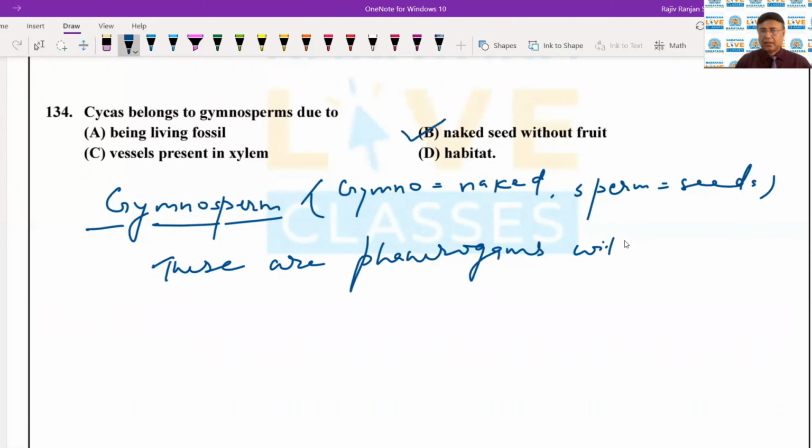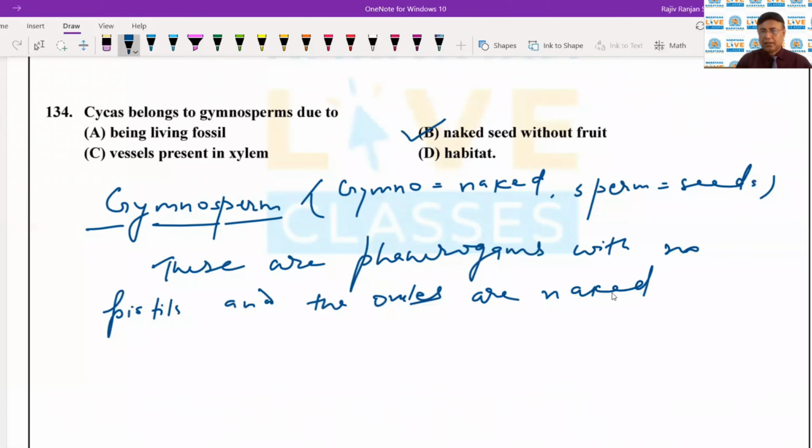With no pistil, and the ovules are naked. Since the ovules develop into the seed and the ovary wall of the pistil develops into the fruit, due to absence of pistil, due to absence of ovary, the fruit development doesn't occur. And ovules which develop into the seeds are naked. So naked seed without fruit is the best answer.